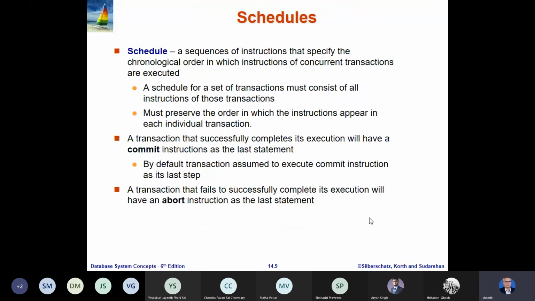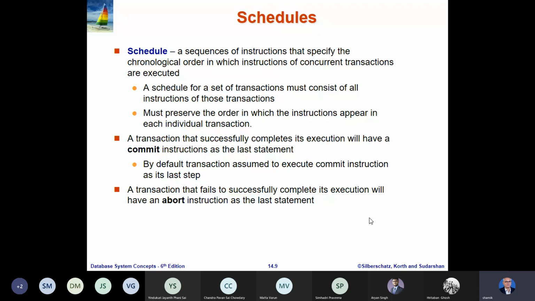But here we will talk about the concept of what is meant by these concurrent executions and what we call a schedule. So we'll try to understand what is meant by a schedule. This term is important. It's a sequence of transactions that specify the chronological order in which instructions of concurrent transactions are executed.